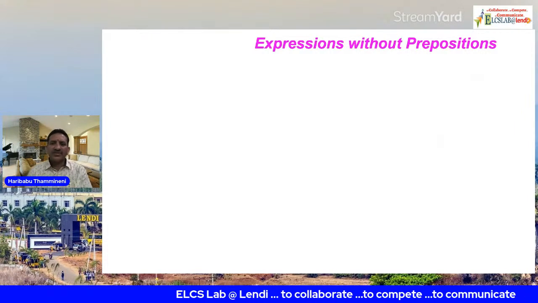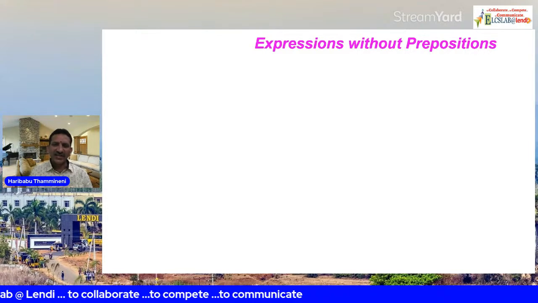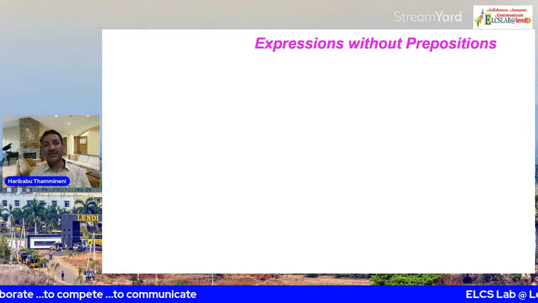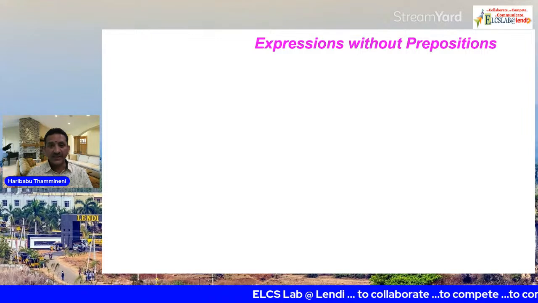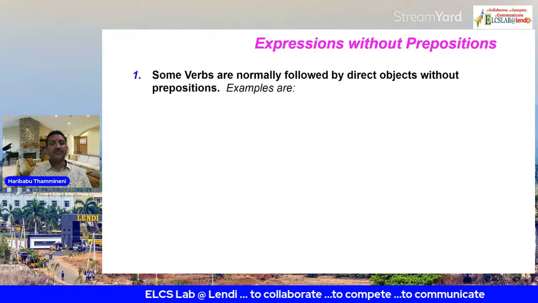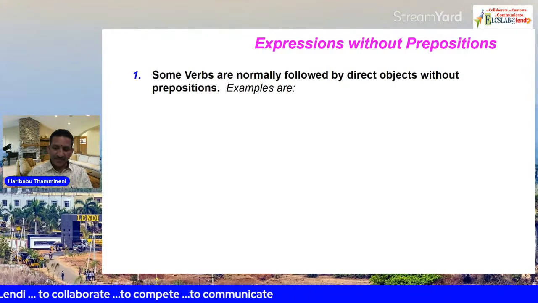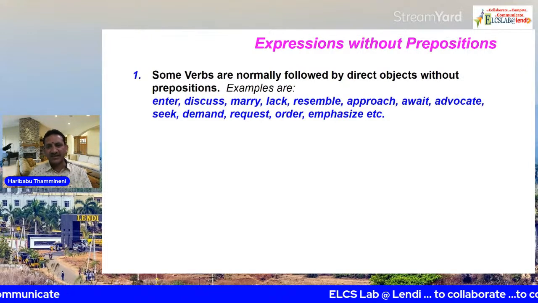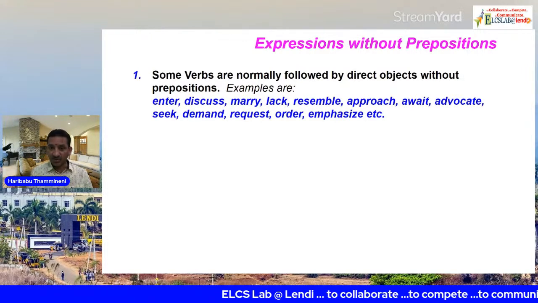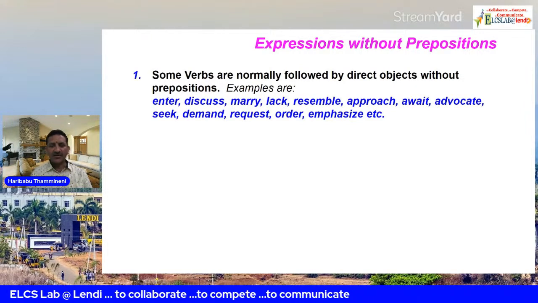And now we can see one of the best ideas. Sometimes prepositions never follow, but they are inside of them. So these are believed to be expressions without prepositions. If you see point one, some verbs are normally followed by direct objects without prepositions. For example, what are those verbs? We can see enter, discuss, marry, lack, resemble, approach, avoid, advocate, seek, demand, request, order, emphasize.